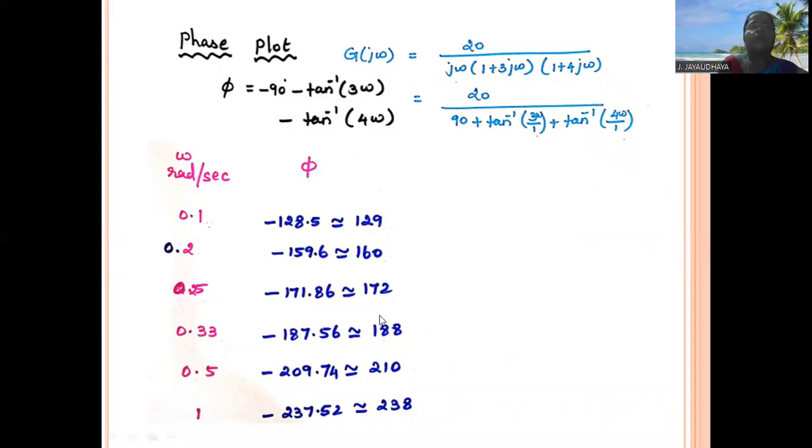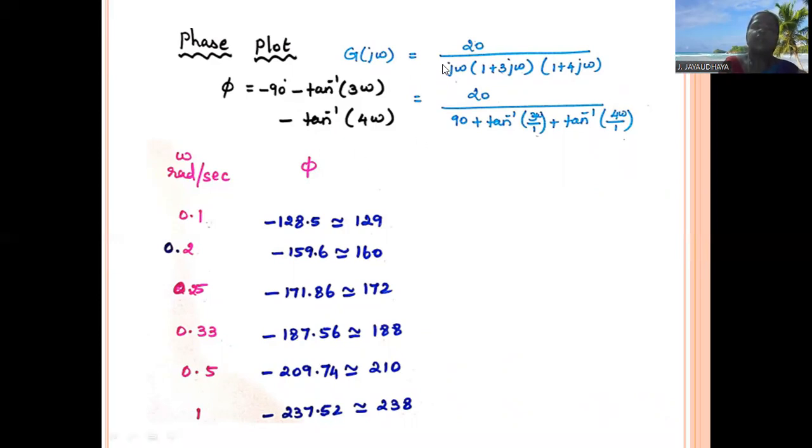So now you have to find out your phase. How to find out your phase? Tan inverse of b by a. For example, for a plus jb, how do you find the phase value? Tan inverse of b by a. So here also it is the same concept.